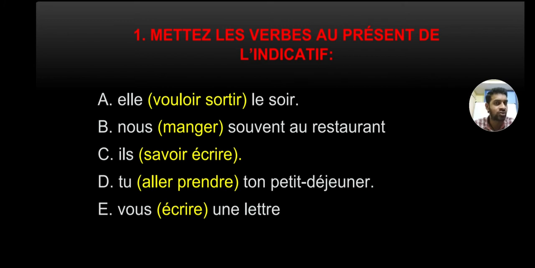Nous mangeons, M-A-N-G-E-O-N-S. The third one, ils savent écrire. Ils savent, S-A-V-E-N-T. Ils savent écrire. So the last before one, tu vas prendre, V-A-S. The verb aller, when you conjugate for tu, it becomes V-A-S.